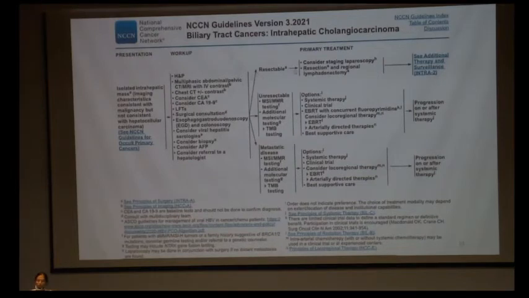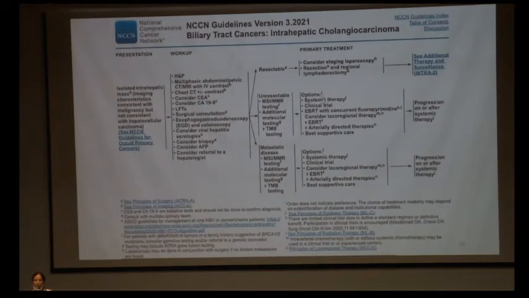So patients who are resectable, they go on to staging lab followed by resection and regional lymphadenectomy. And we will cover this in the next slide. Patients who are unresectable or metastatic, they are usually treated in more or less the same way. Molecular testing is advised, mainly MSI high and TMB.